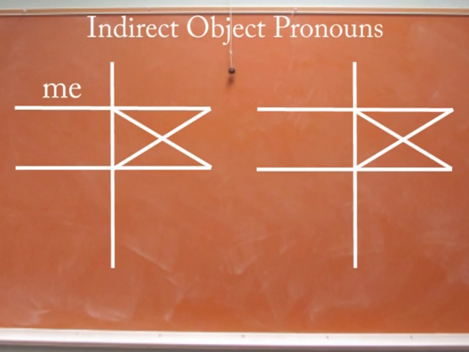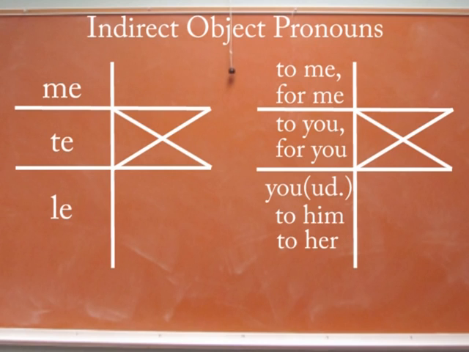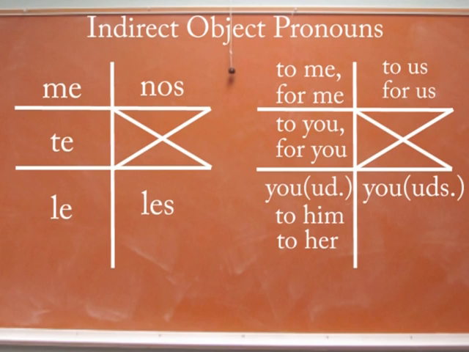Me, to me or for me. Te, to you or for you when you is tú. Le, to you or for you when you is usted, to him or for him, to her or for her. Nos, to us or for us. Les, to you or for you when you is ustedes, to them or for them.